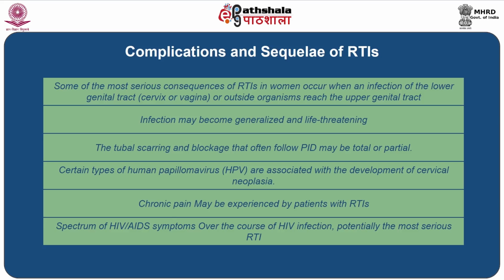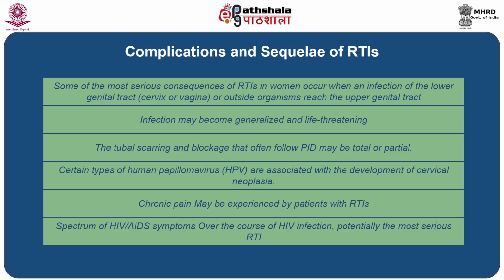The tubal scarring and blockage that often follow a pelvic inflammatory disease may be total or partial. Fertilization can still occur with partial tubal blockage, but the risk of implantation in the fallopian tubes and other sites outside the uterus, which is called ectopic pregnancy, is high.